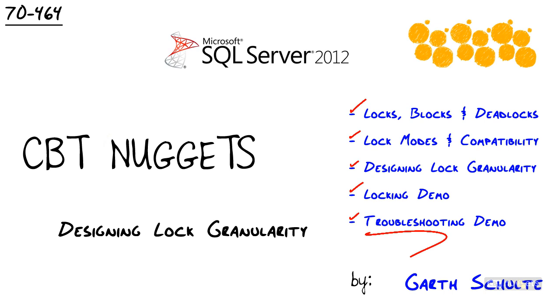In this CBT Nugget, we learned how to design for lock granularity. We started off by defining locks, blocks, and deadlocks. We saw locking resources, lock modes, lock compatibility, lock escalation, and then we saw how to properly design for lock granularity, which is really all going to be around the types of queries that are hitting your database. We want to make sure that they're utilizing indexes, that they're short, and that they're optimized.